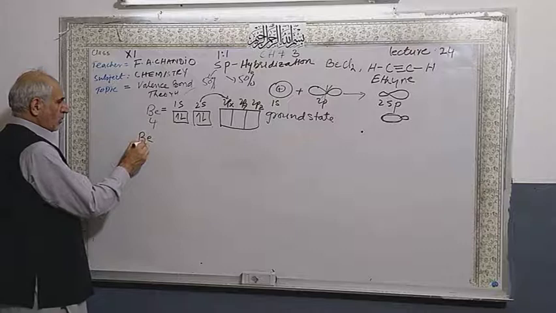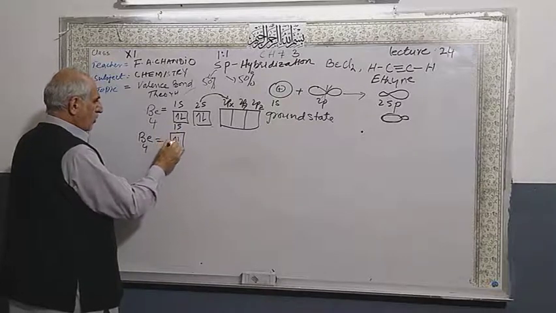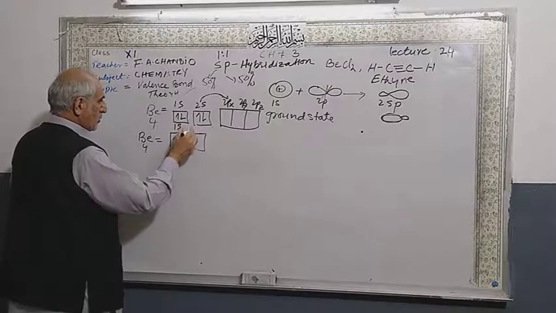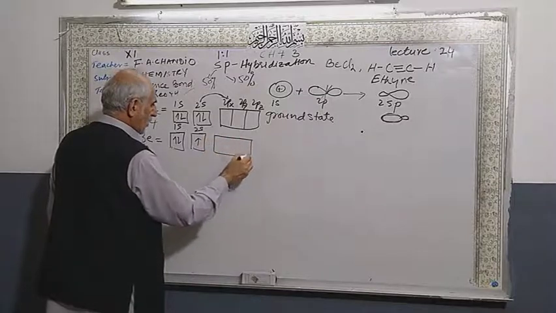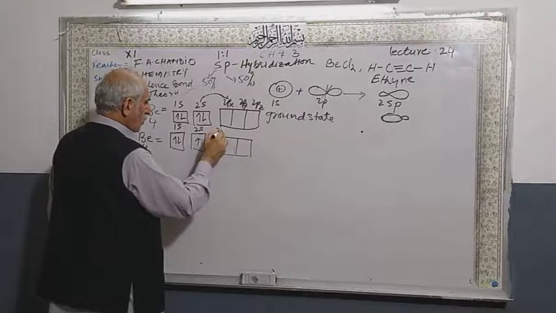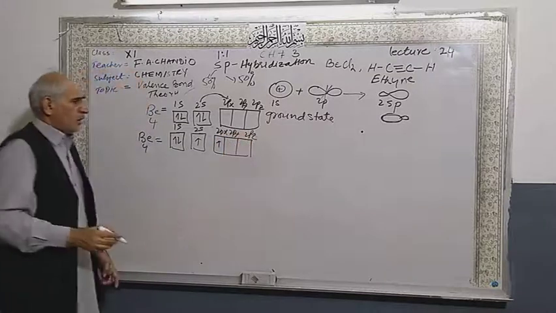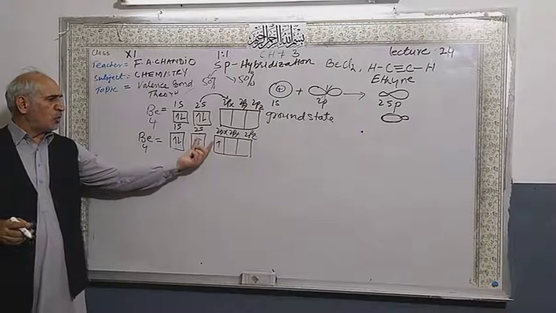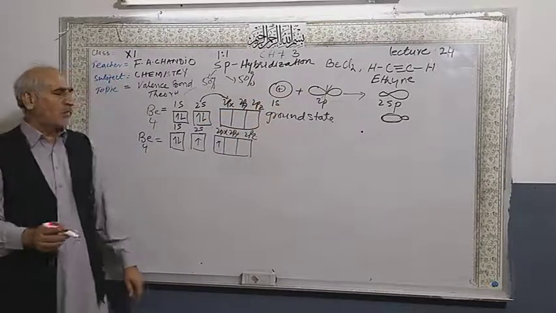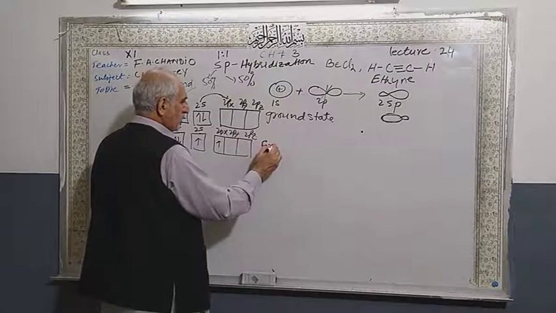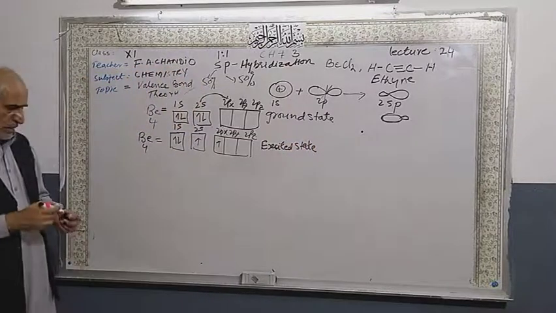So, beryllium 4: 1s2, 2s1, 2px1, and 2py and 2pz empty. So you have now 2 partially filled atomic orbitals, one in s and the other 2px. Same definition. This is the excited state. Excited state.